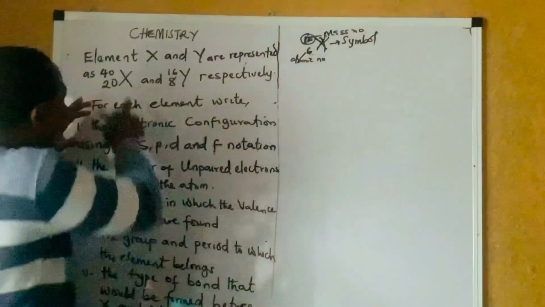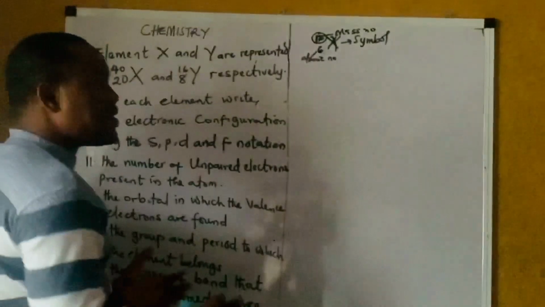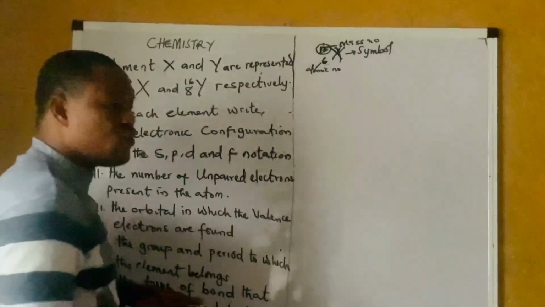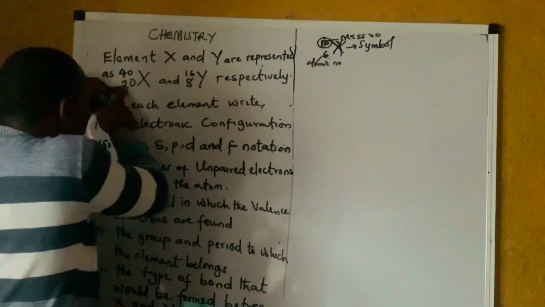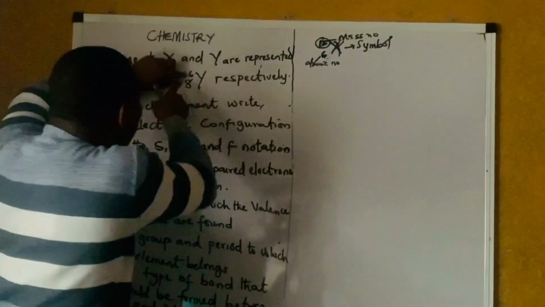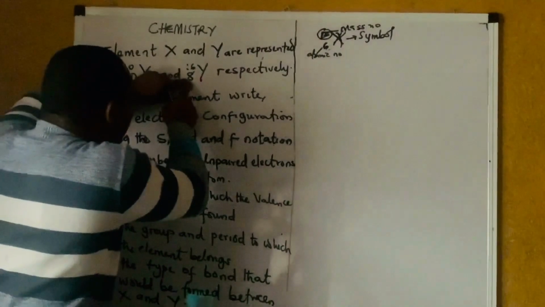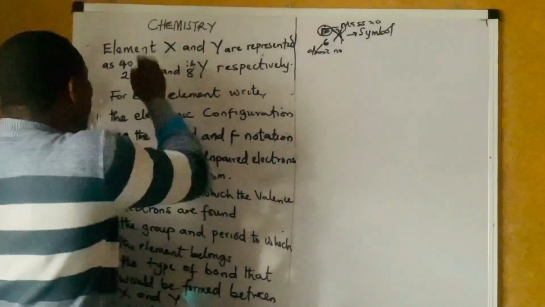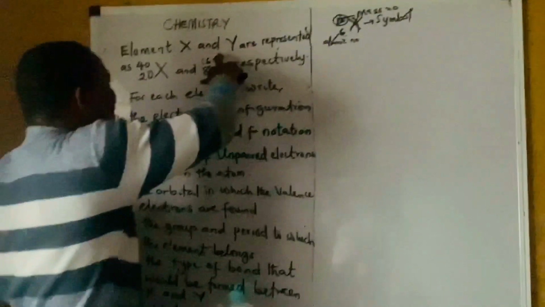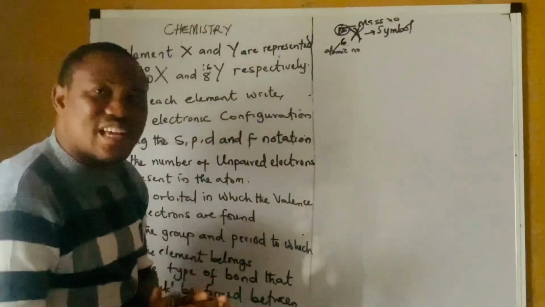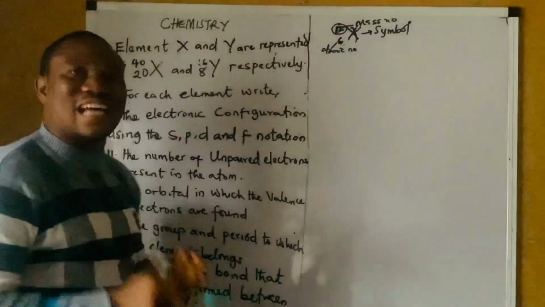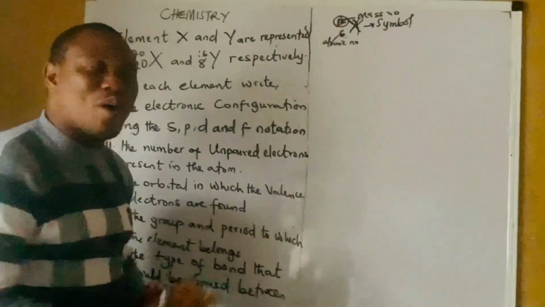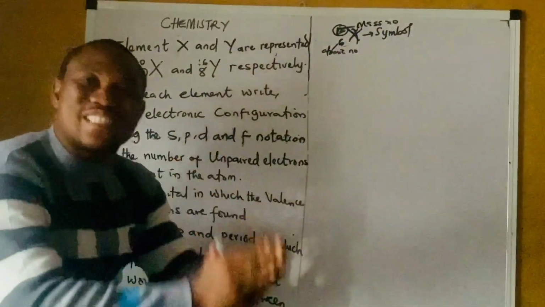So with this, X is representing an element. They did not give us the symbol, but we know 40 here is the mass number, 20 here is the atomic number, 16 here is the mass number, and 8 here is the atomic number. So they are representing one by X and the other by Y. Now listen very carefully. Them representing these by X and Y doesn't mean that they don't know the element. They know, but please make do with what they have given you.